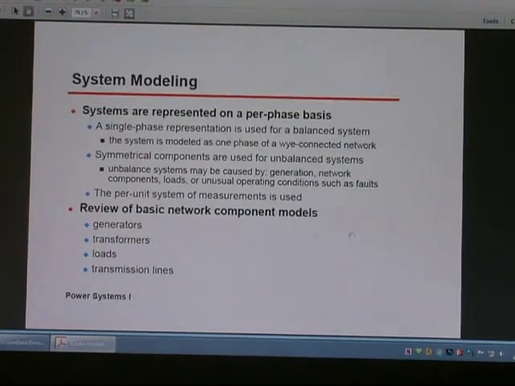The systems are represented on a per-phase basis. A single phase representation is used for the balanced system. The system is modeled as a one-phase or a wye-connected network. Symmetrical components are used for the unbalanced system. An unbalanced system may be caused by the generation, network components, loads, or unusual operating conditions such as a fault. The per-unit system of measurement is utilized. Review the basic network component models: the generator, transformer, load, and transmission lines. So that all the system is per-unit, per phase.